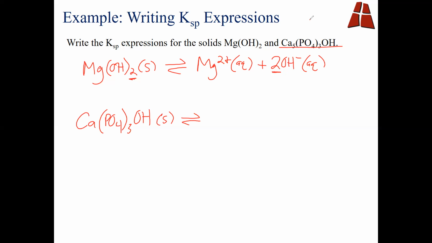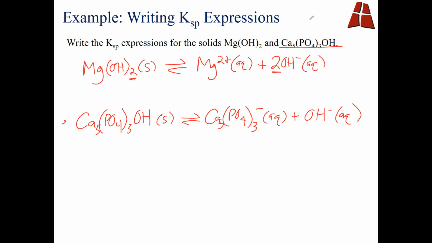We dissociate our hydroxide when we ionize. We end up with Ca5, I forgot the 5 there, Ca5(PO4)3, and then this would be minus. That would be dissolved, plus OH minus, which would also be dissolved, right?